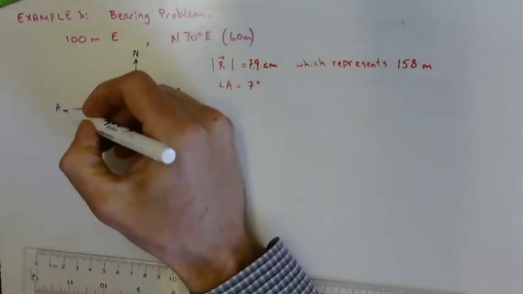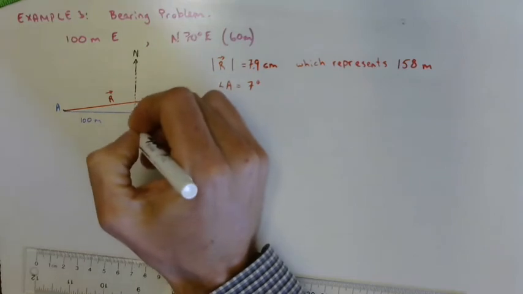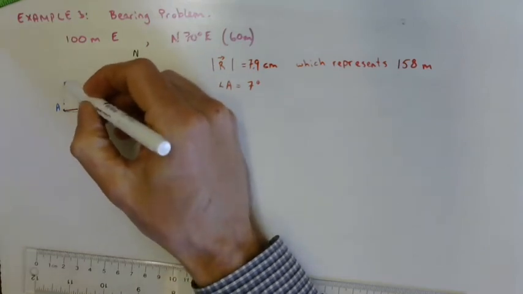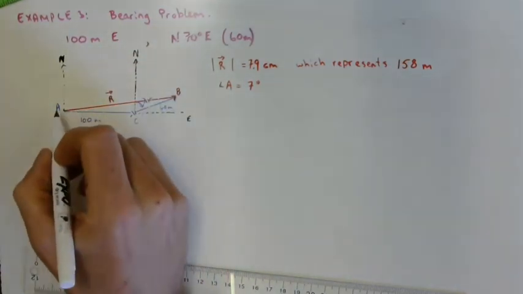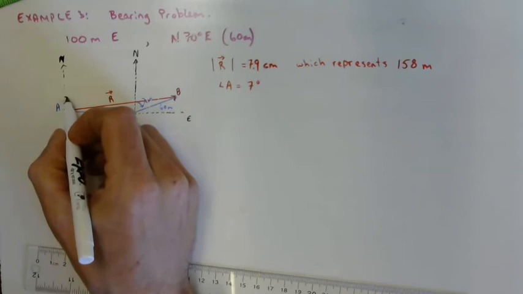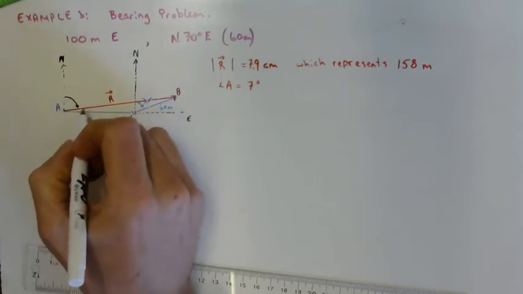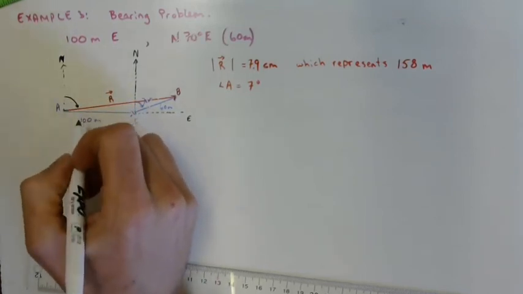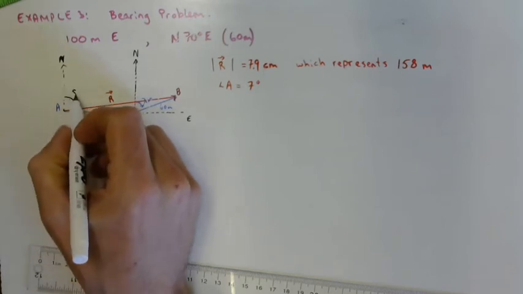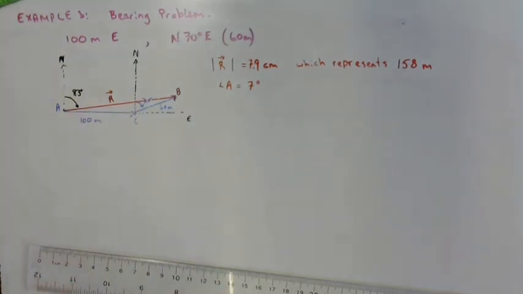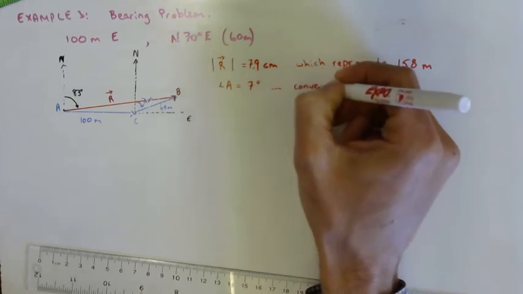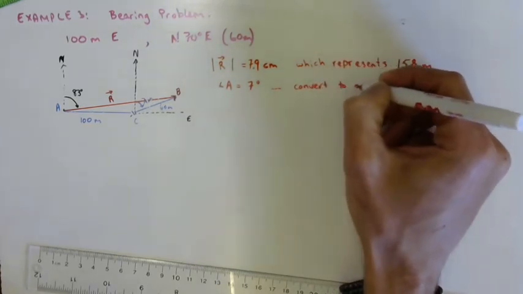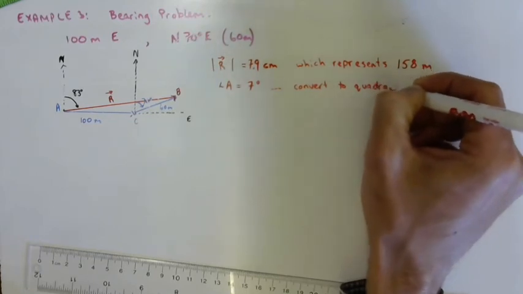So yeah, let me explain that. This line is heading due east. We already know that. So I'm just going to draw my north line from A, north. And now I can see that from the north to my red vector, that's going to be 90 minus 7. It's going to be 83 degrees. Let me write that over here. Convert to quadrant bearing.